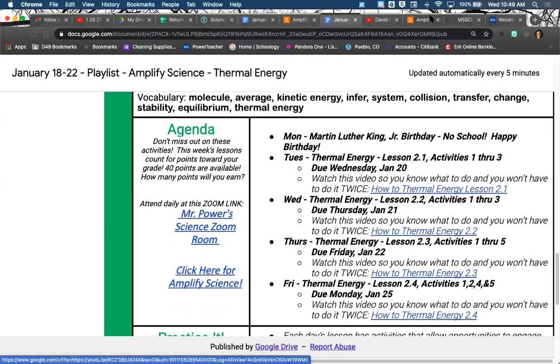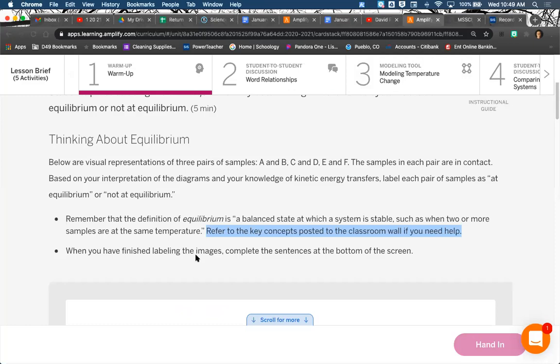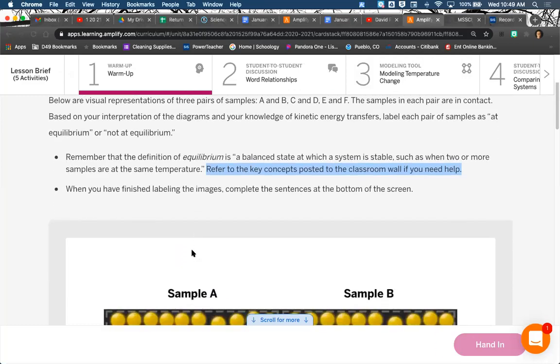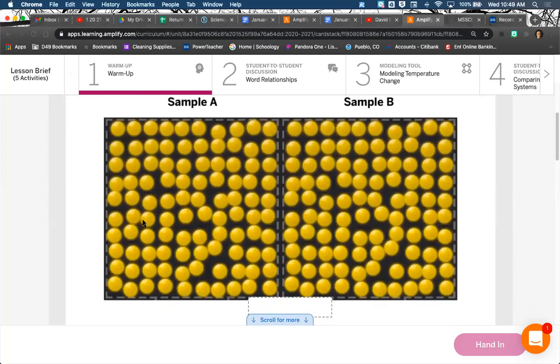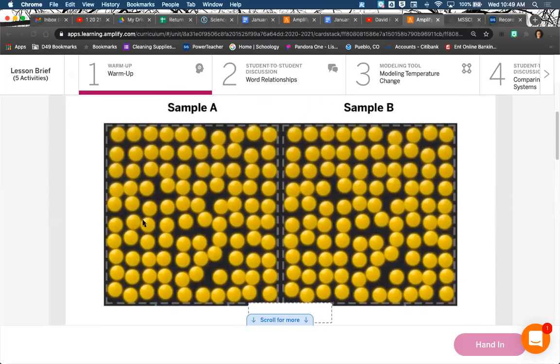But back to here. When you finish labeling the images, complete the sentences at the bottom of the screen. There we go. I mixed up the top of this sentence: refer to the key concepts at the bottom of the screen. You see, don't do that. Well, what do you think about sample A and B? They look to be the same color. In fact, they look to be just a copy of each other, meaning that everything in sample A is pretty much the same as everything in sample B.